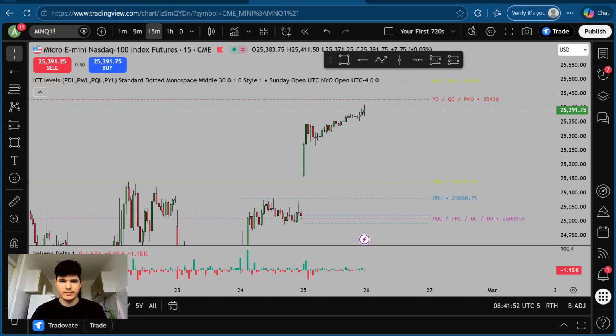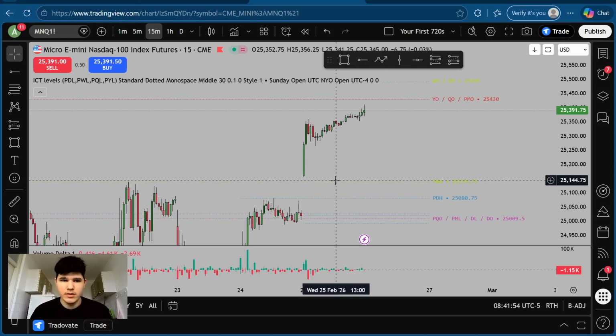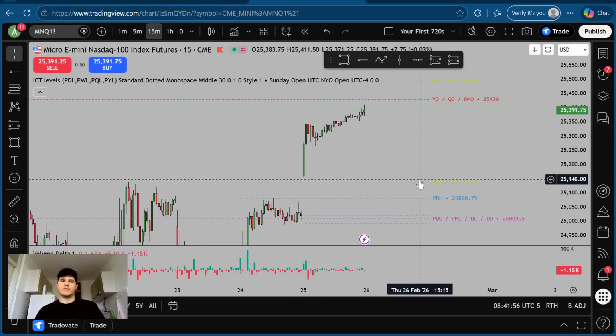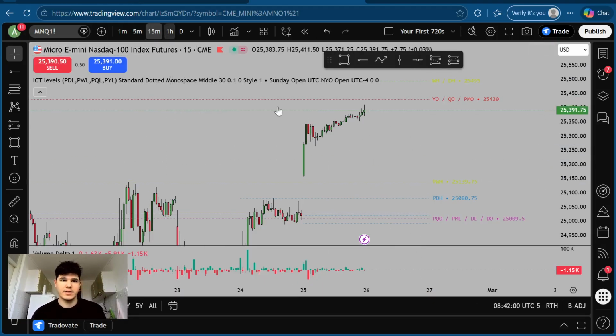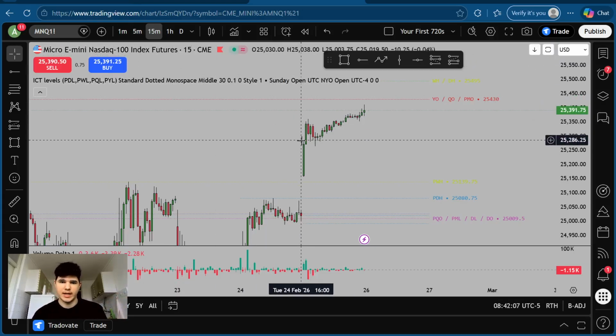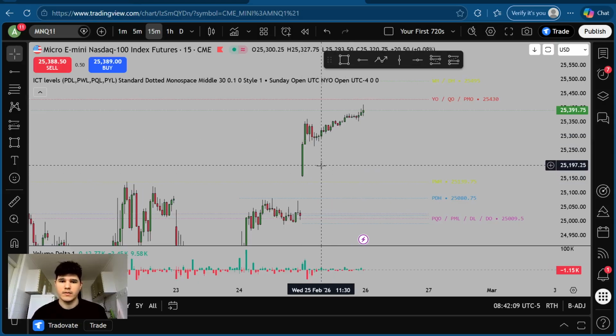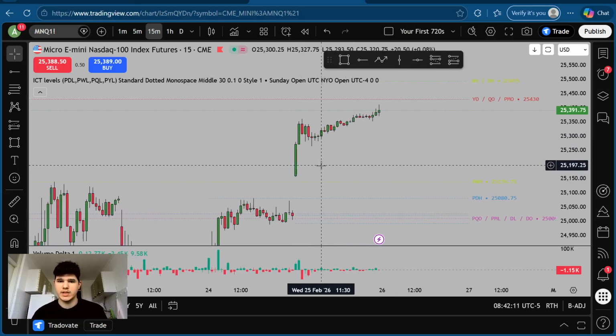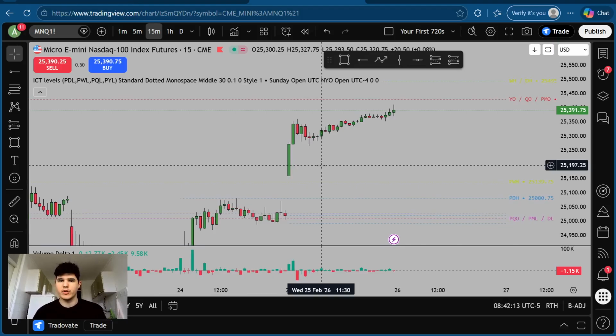All right, guys. So here we have the 15-minute time frame, right? That is going to be the most important thing. You want to have the 1, 5, and 15-minute time frame on your chart. Those are the three that I mostly switch back and forth from. For this strategy, the 15-minute time frame is going to be very important.